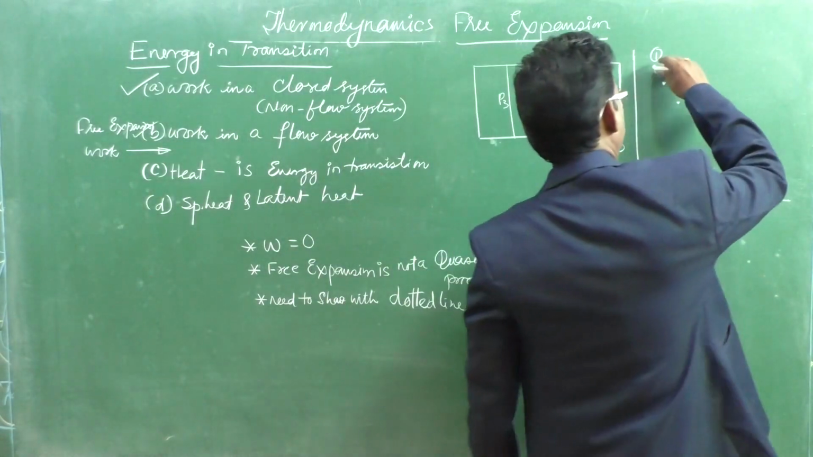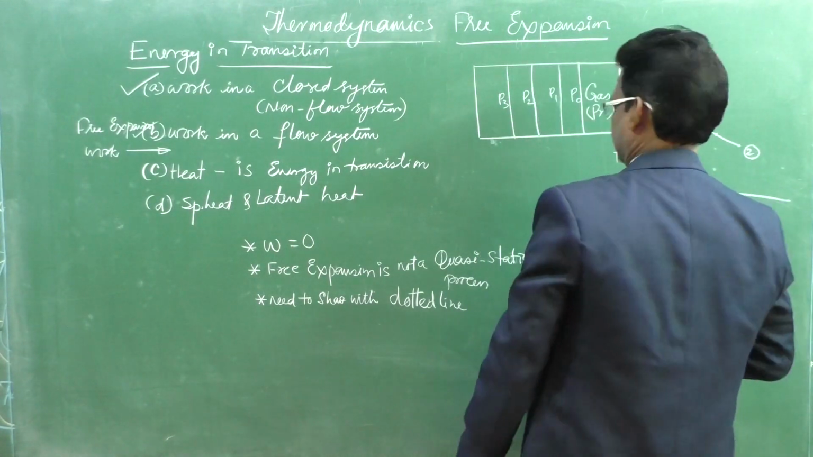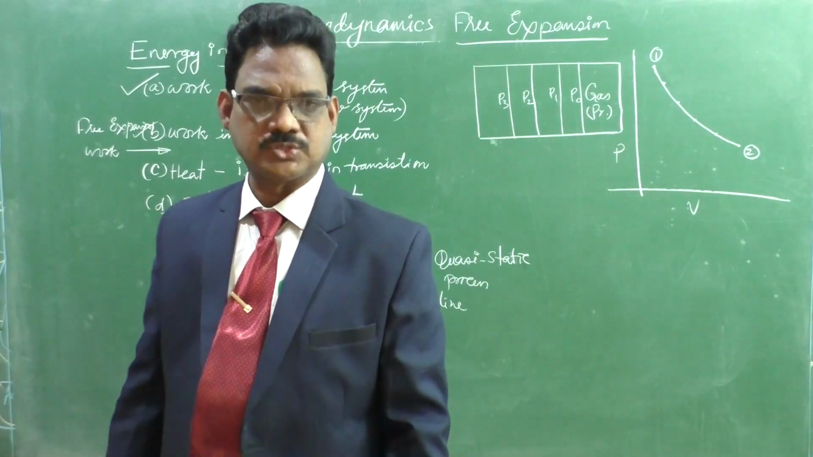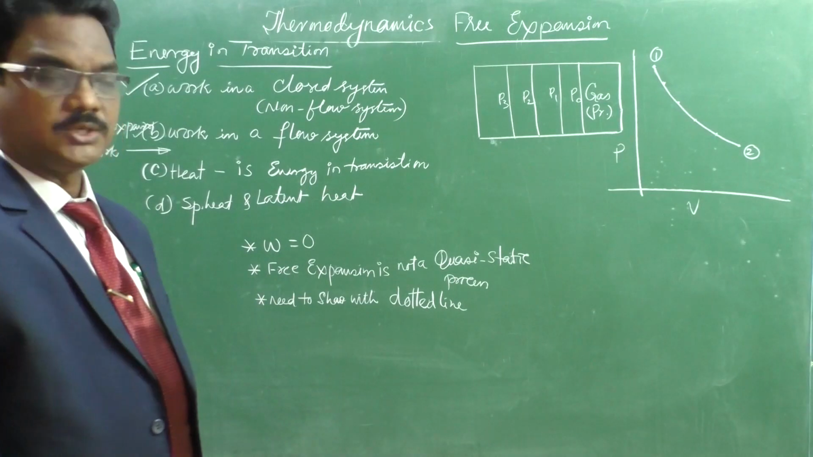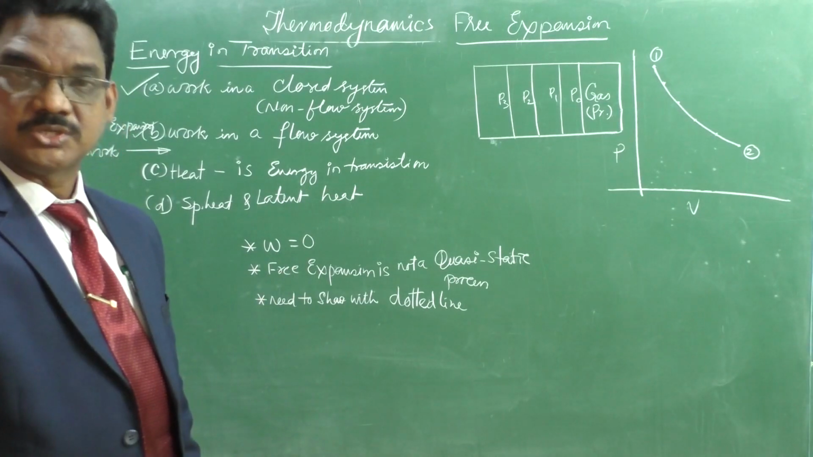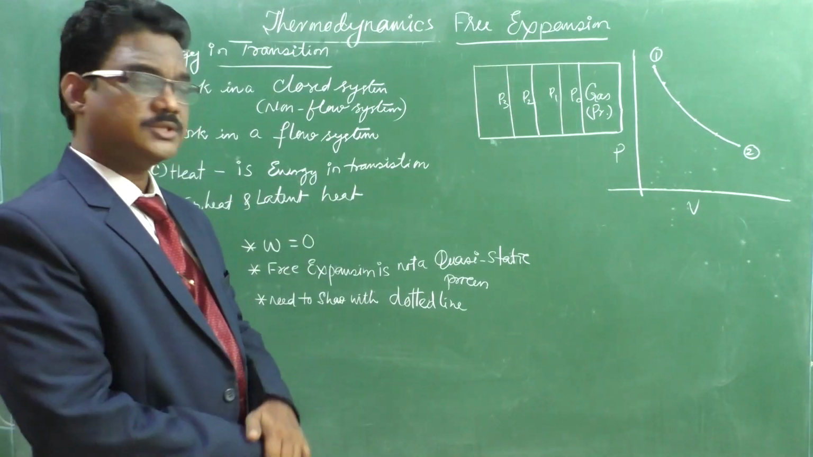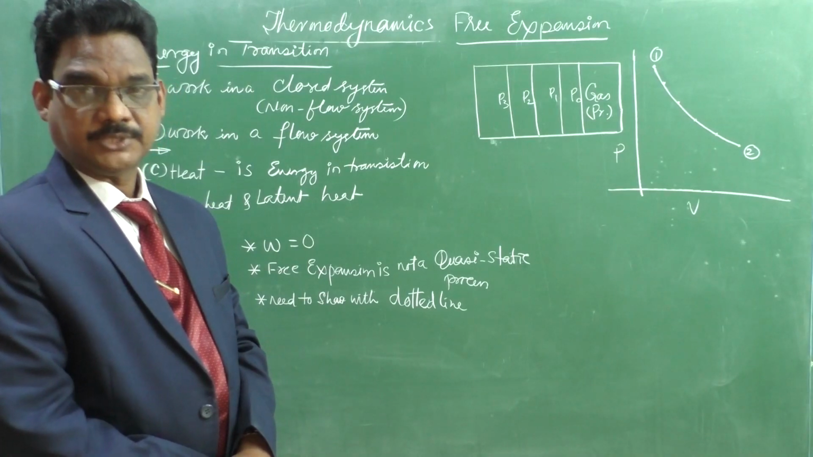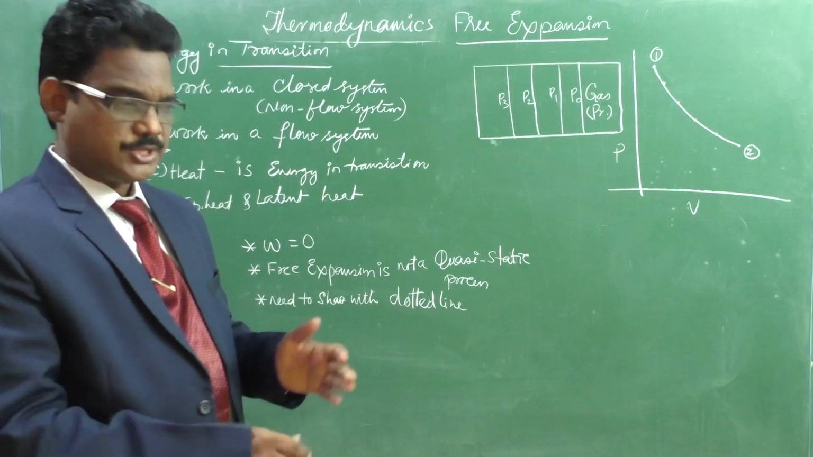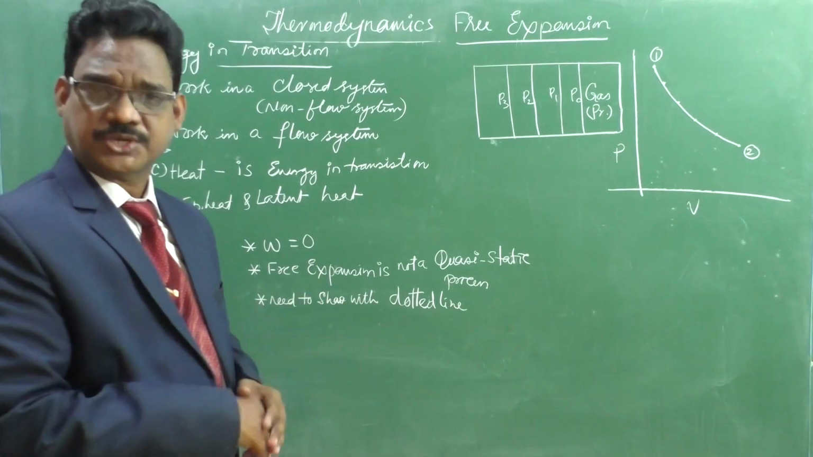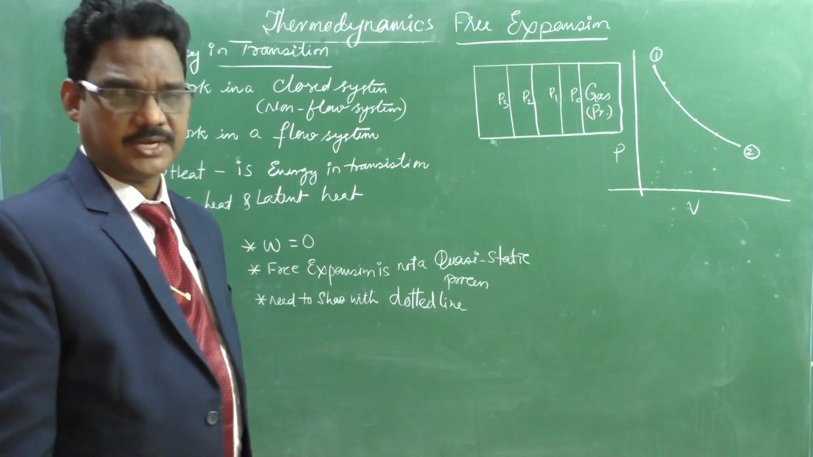Therefore, in such cases, the free expansion can be represented with a dotted line. Instead of dotted lines, we can draw a continuous line between 1 to 2 for the free expansion process. Even though it is shown with a continuous line, the work done equals 0. Work done equals 0 because there is no resistance against the expansion. Against the pressure, there is no resistance, therefore there is no work done at all.